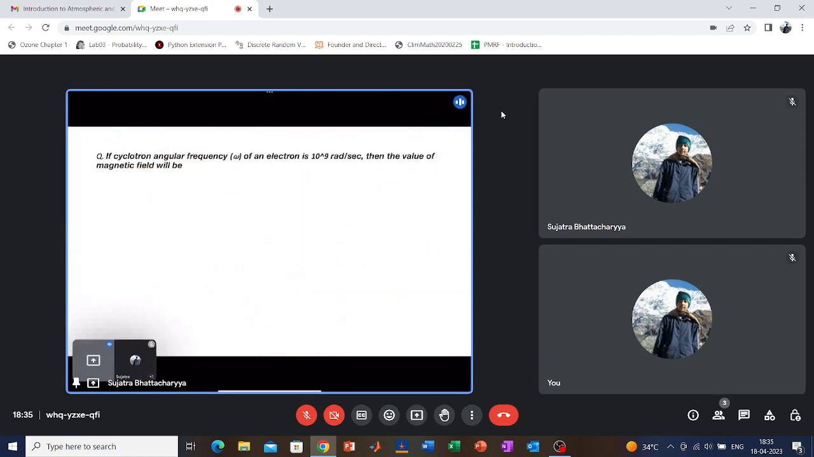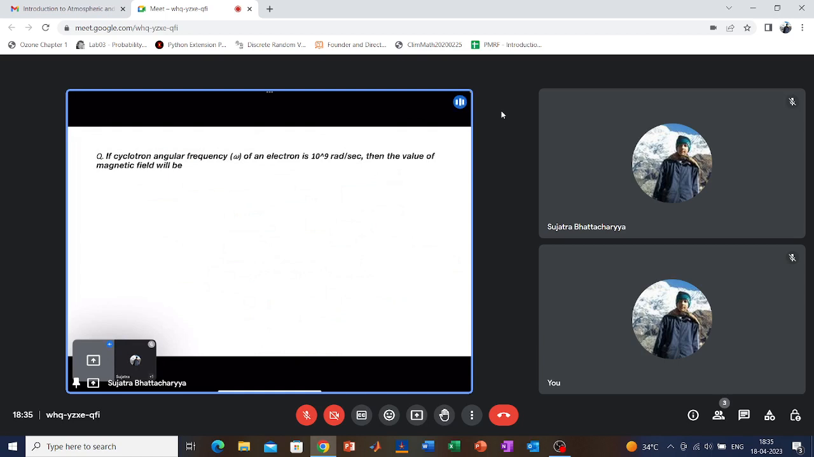If the cyclotron angular frequency omega of an electron is 10 to the power 9 radians per second, then the value of the magnetic field will be. So it's a cyclotron frequency based question. We will just write the expression of the cyclotron frequency, put into the formula, and you will get the result.